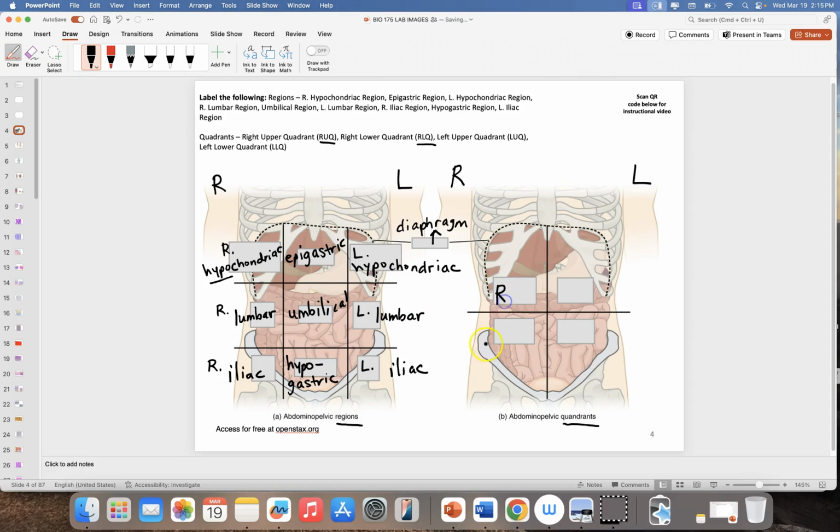We know that this is the right side and this is the left side. We know that this is upper, this is lower, and we know that now we're dealing with quadrants. We have our right upper quadrant, our left upper quadrant, our left lower quadrant, and our right lower quadrant.